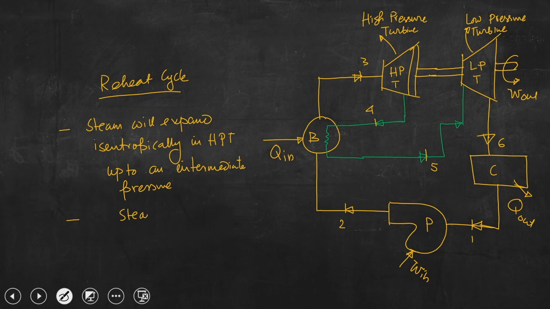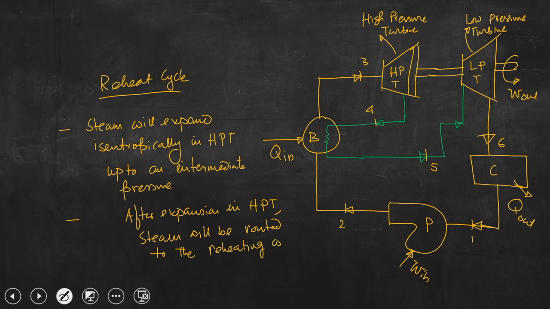Then the steam, after expansion in the HPT, the high pressure stage turbine, will be routed to the reheating coil placed inside the boiler. So, this is the coil. Okay. And while steam is taken to this reheating coil, let me write here, this is the reheat coil.